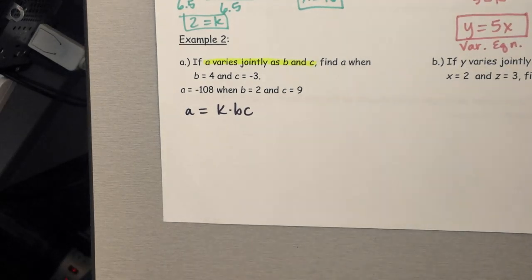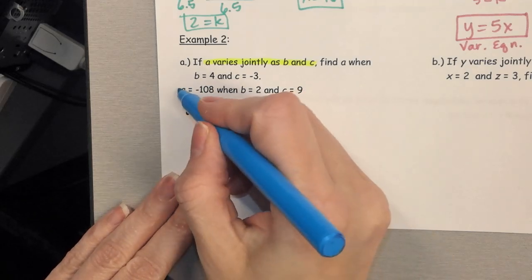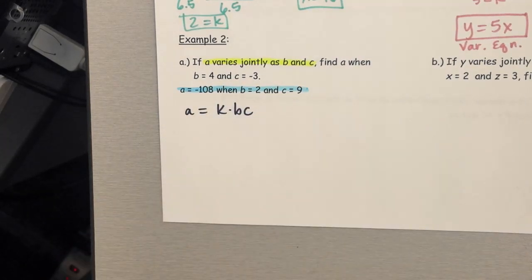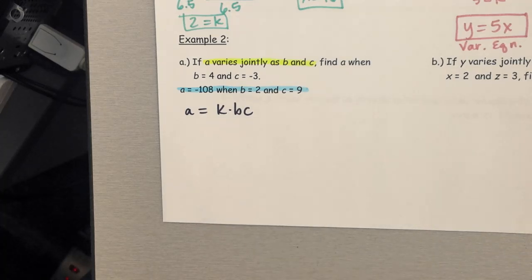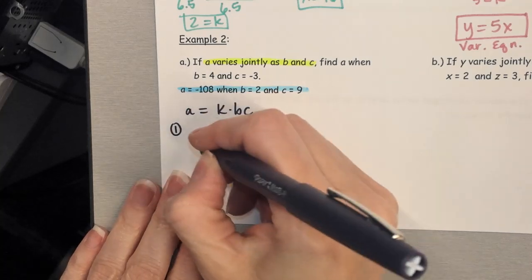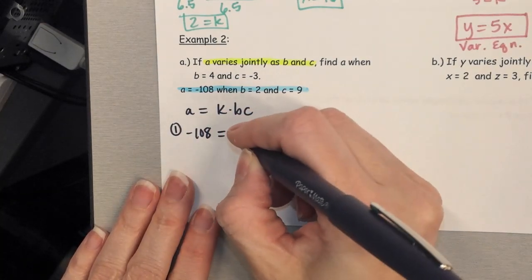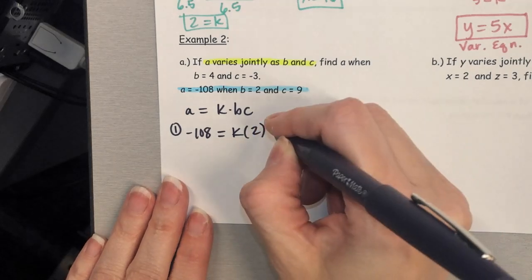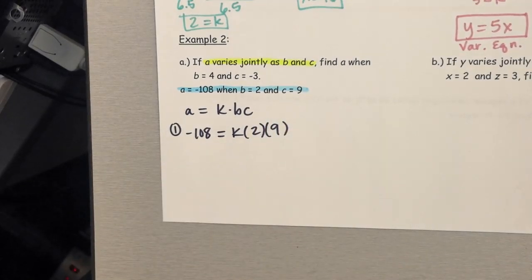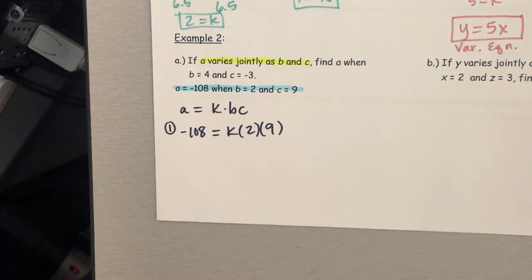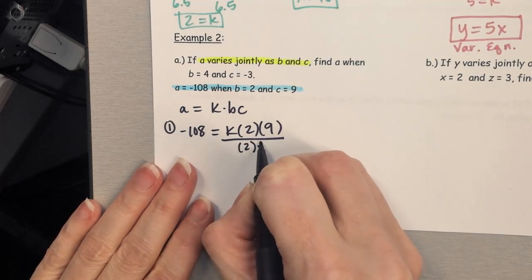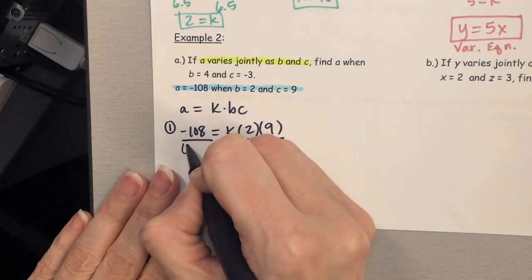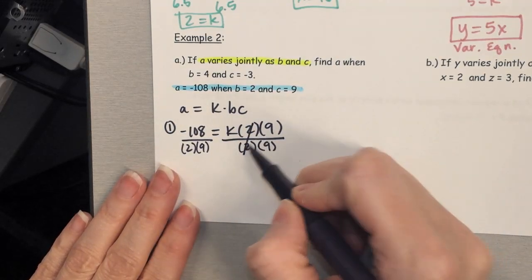Alright, so I always look for the group that they give you together. Whatever group they give you, that's what you're going to have to plug in. Okay, so we're going to do -108 equals K times 2 times 9. Now if you did this with a calculator, I'd have you multiply and divide. If you're doing this without a calculator though, instead of multiplying, just divide by the 2 times 9 to make this easier to do, because these are going to cancel.